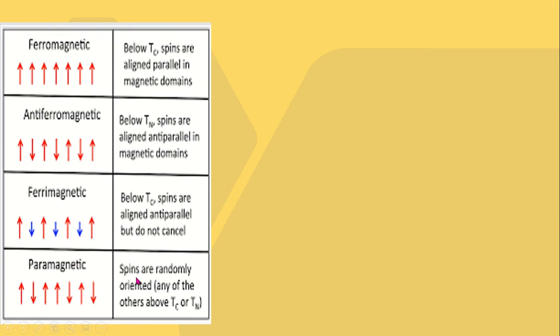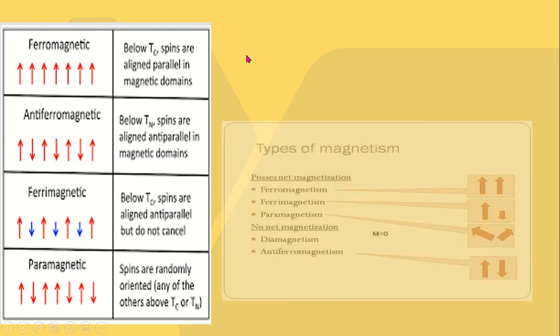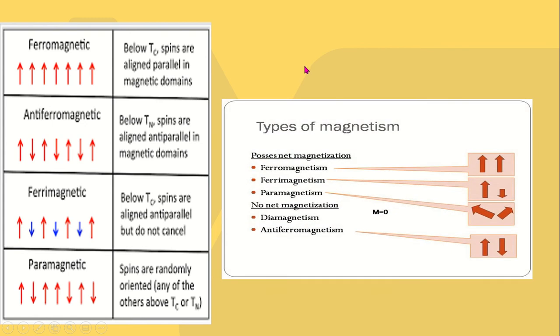Paramagnetic substance: spins are randomly oriented. Look, randomly oriented. So, types of magnetism. Look here. Ferromagnetic substance possesses net magnetization. Ferrimagnetic substance possesses net magnetization, and paramagnetic substance too. But no net magnetization, that means M equal to 0, for diamagnetic substance and antiferromagnetic substance.